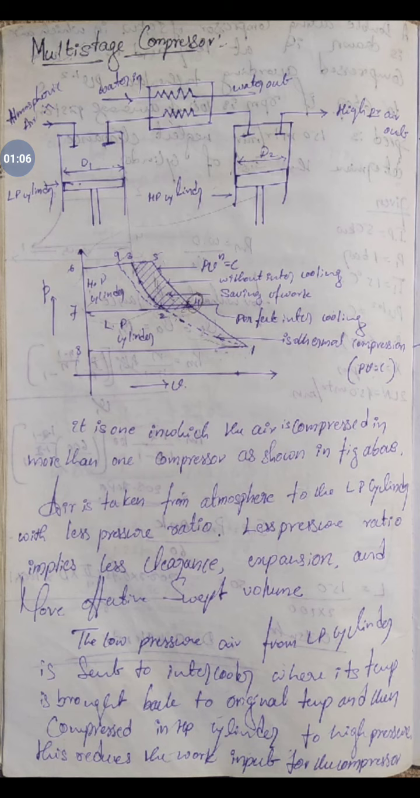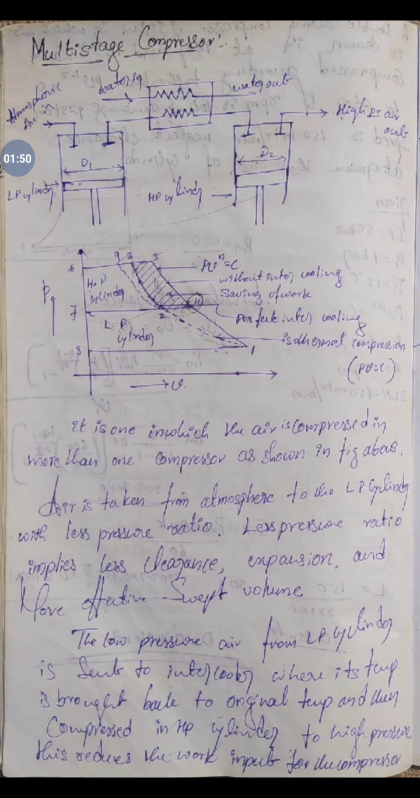Initially the atmospheric air is taken into the LP cylinder, which has a bore diameter of D1 and a stroke length of L1. It is first compressed to above atmospheric pressure, and then it is cooled in the intercooler with the help of either water cooling or air cooling. It is cooled back to its atmospheric temperature, and then it is compressed in the HP cylinder, which has a bore diameter D2 and a stroke length of L2. This high pressure air is then delivered to the receiver tank or for various applications.